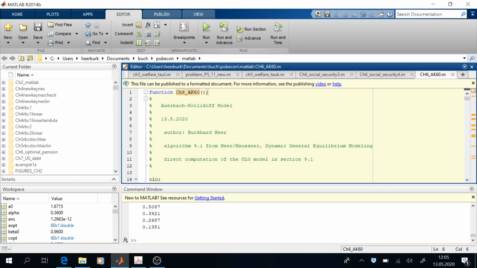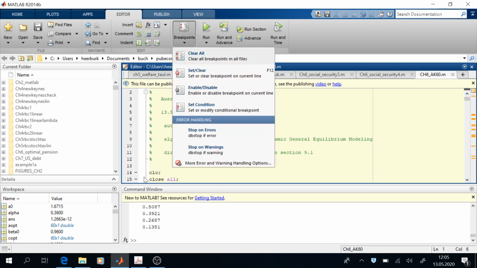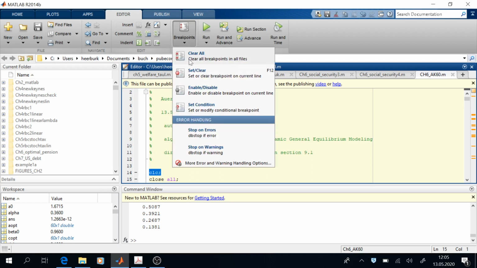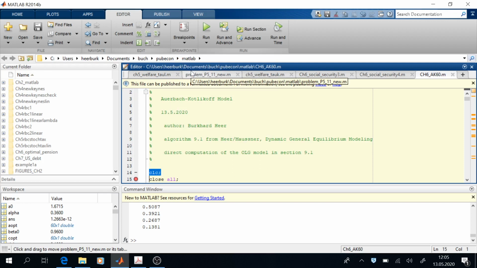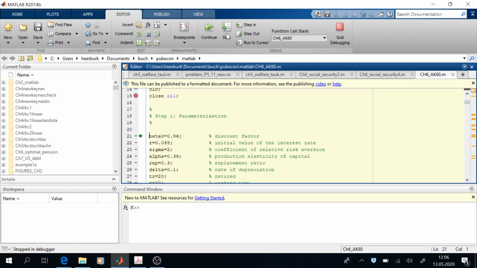Now let us get into the program here and start debugging the code together. Therefore, I would like you to introduce a breakpoint. So let's introduce a breakpoint here in line 12 by pressing F12 and run the program. Start the program, run program. So we first clear the screen and the memory. So all our variables that we, for example, loaded with the command load chapter 6 AK60 will be cleared.